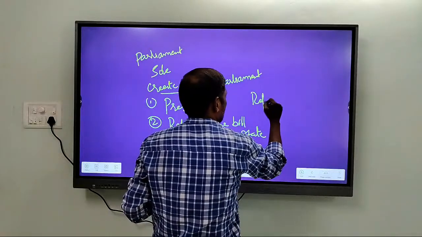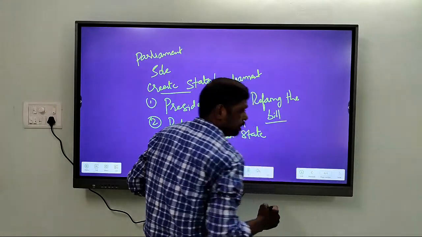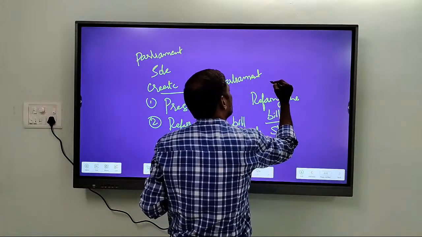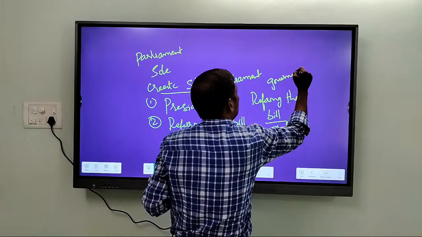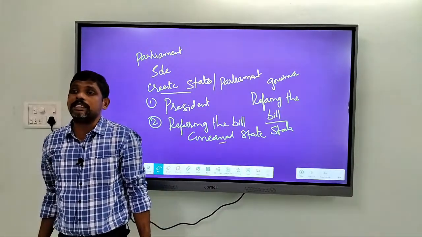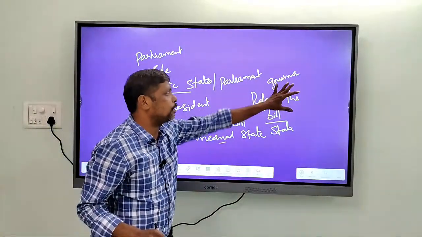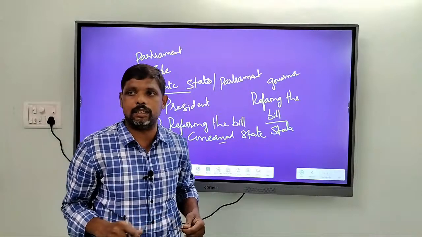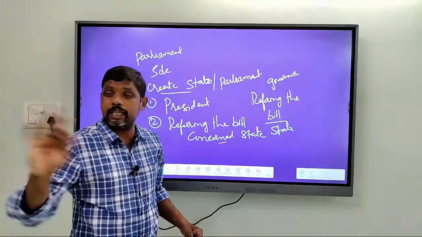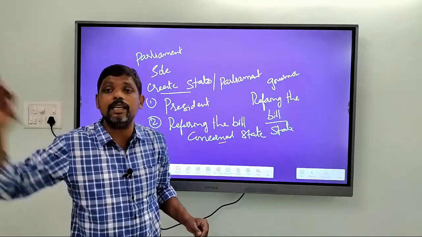Referring the bill to the concerned state legislature, which is to be divided, is done by the governor on the directions of the President of India. It is the governor who is directed by the President of India to refer the bill to the concerned state legislature. Based upon these directions, there is no other option: the governor has to refer the bill to the state legislature.